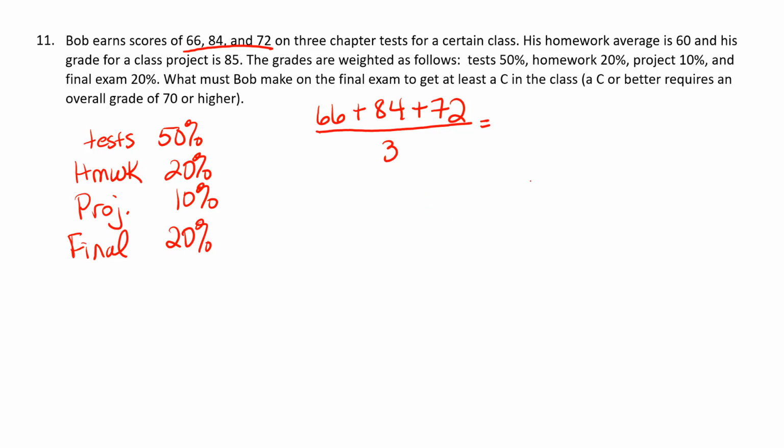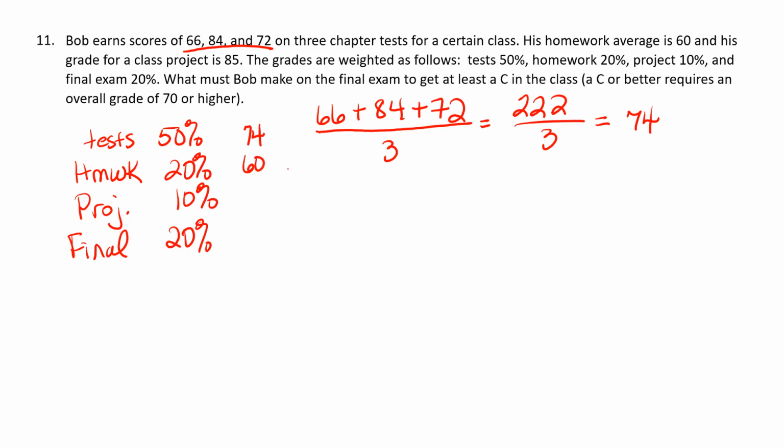You add that up, you are going to get 222 over 3, which is equal to 74. So that's his test average. So his test average is, I'm just going to put this next to tests, 74. His homework average, they tell us, is 60.